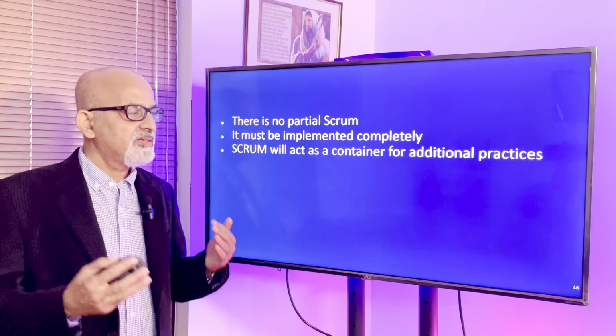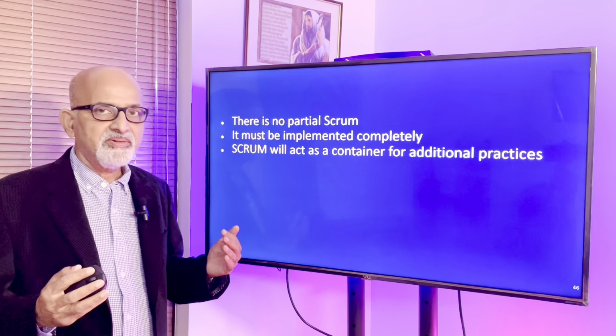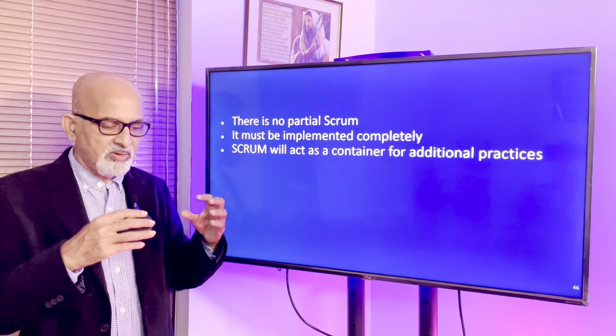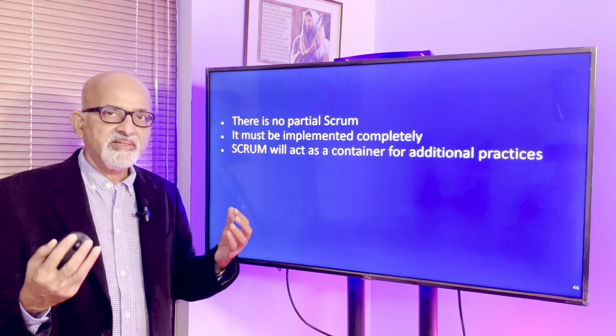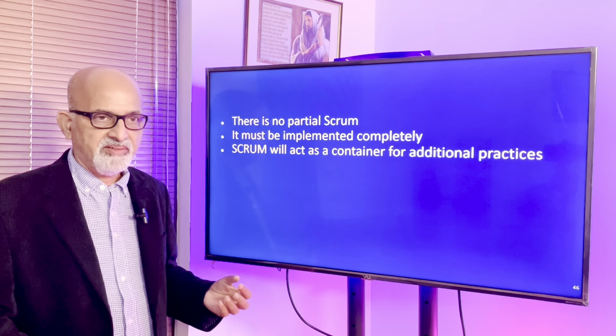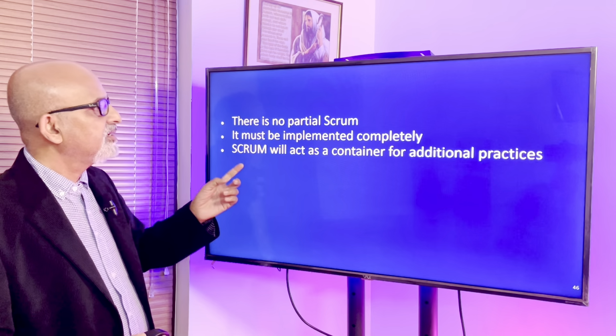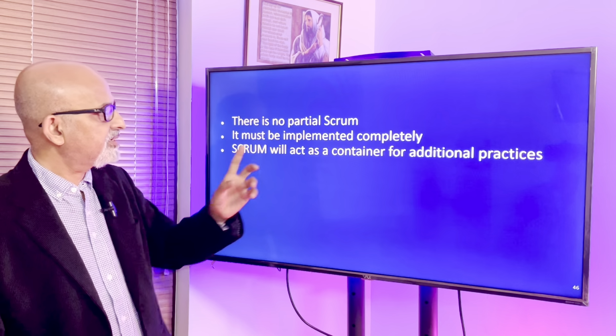So there is no partial Scrum. Either you implement it fully or you don't implement it. There is no partial implementation of Scrum because all these elements put together give you the benefit. No point in doing it partially. It must be implemented completely.